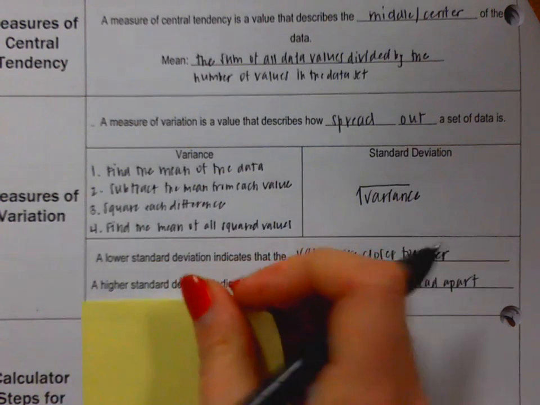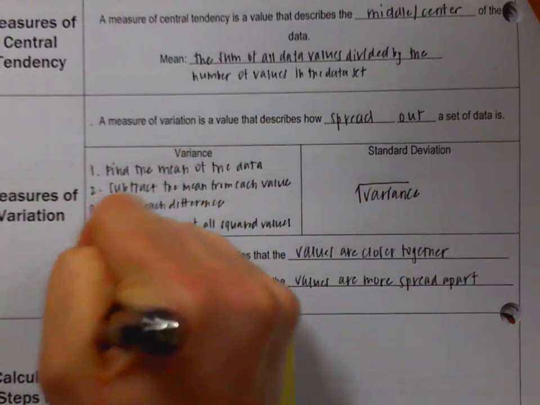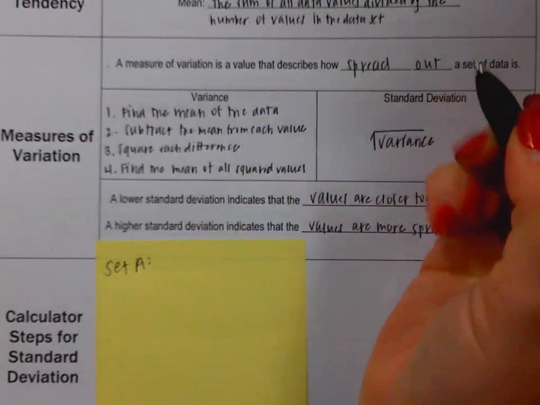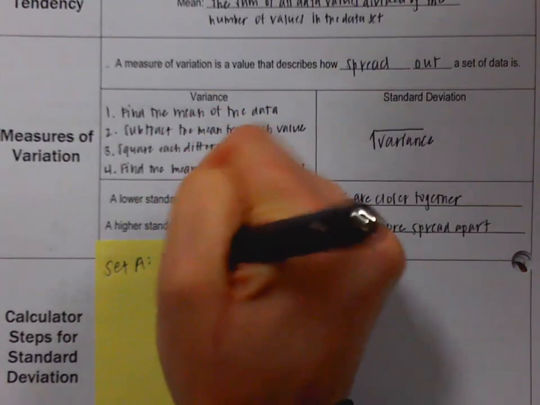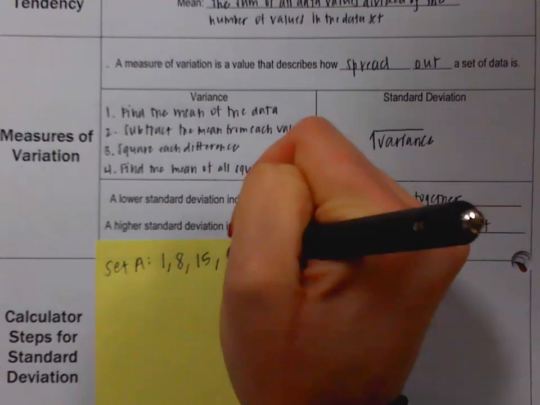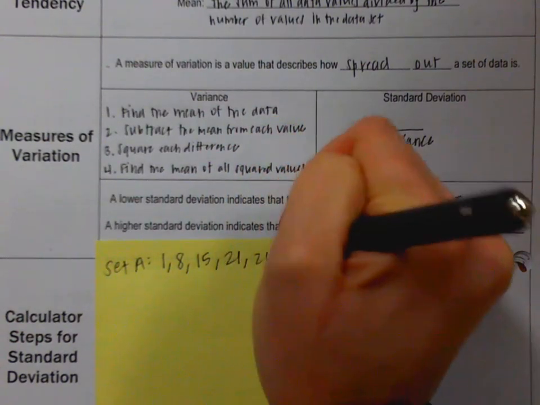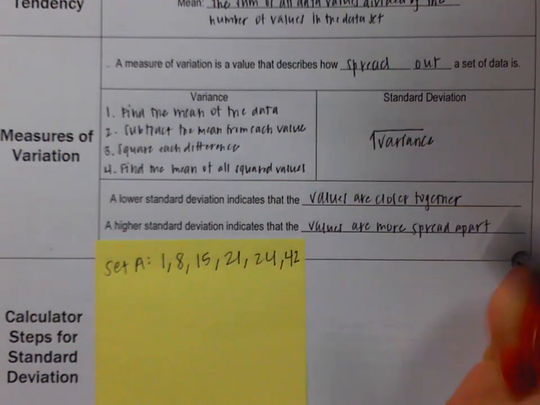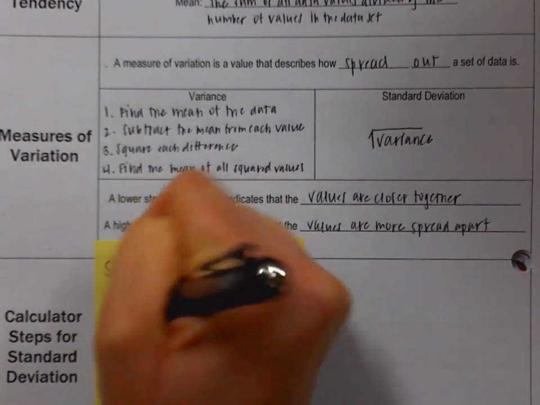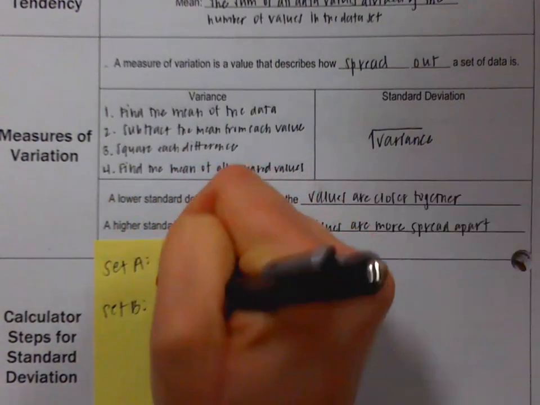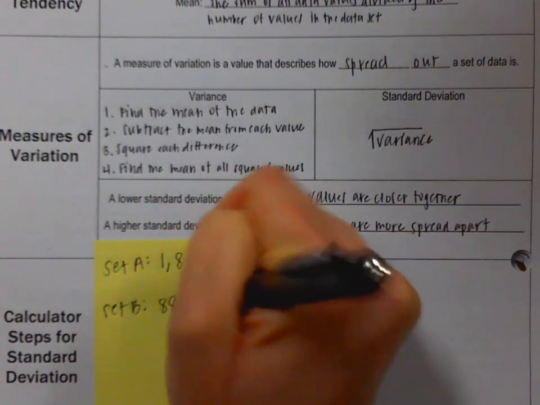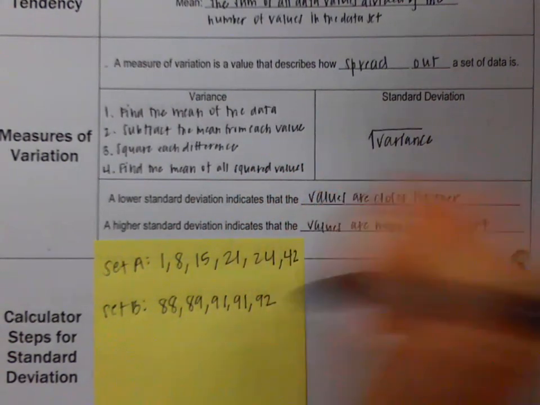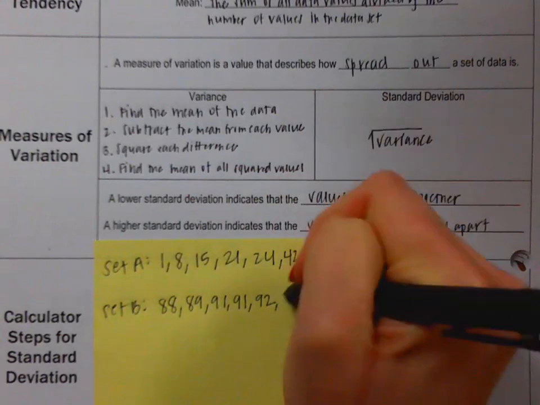So what I mean by that is if I gave you set A, you have 1, 8, 15, 21, 24, and 42. And then set B, you have 88, 89, 91, 91, 92, and 93.